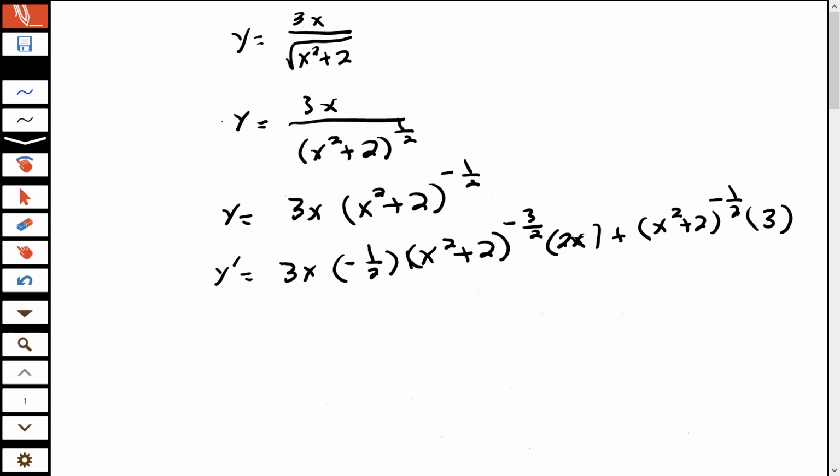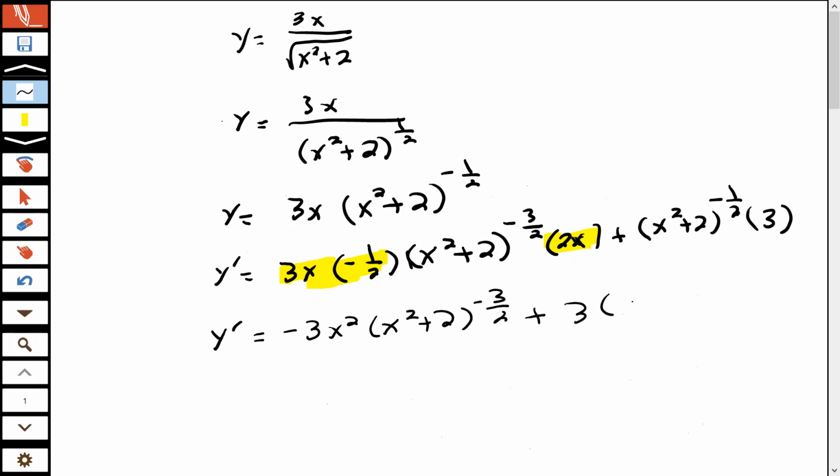Okay, let's see what we have here. All right, so let's clean up this left hand side. We have 3x times the negative 1/2 times that 2x. So the 2's would cancel. That will give me negative 3x squared if I multiply that out. And then I have times the x squared plus 2 to the negative 3/2, plus 3 times x squared plus 2 to the negative 1/2.